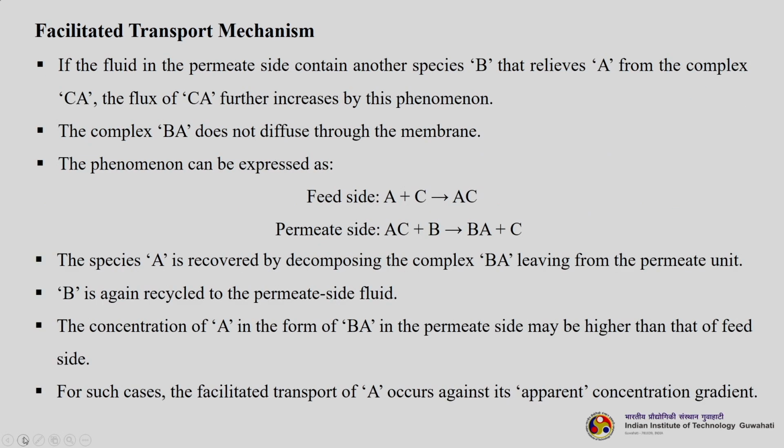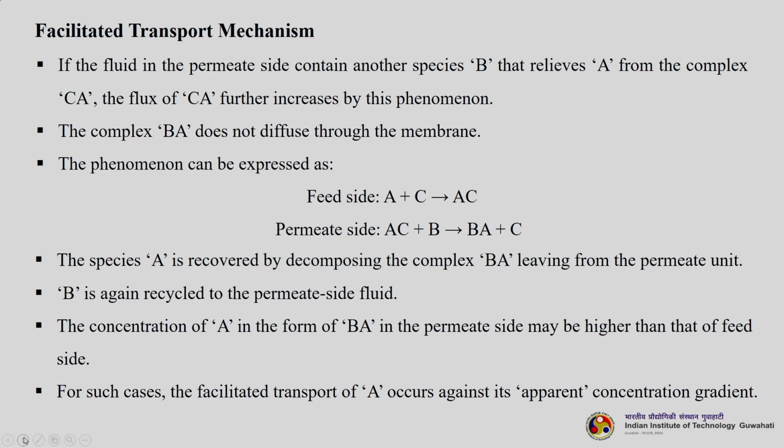So, if the fluid in the permeate side contains another species B. We just discussed previously one component, where the feed contains only one solute, let us say solute A. It is binding to C, the carrier, and getting associated, then the complex passes through the membrane matrix, then dissociates in the permeate side.